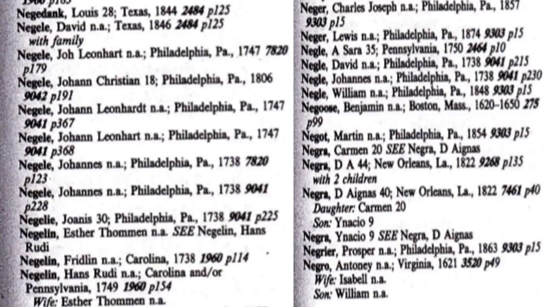And again, Negro. And down here at the bottom on the right, you have Antony and Isabel, and you might see their names in some other things. And this is going into Virginia.